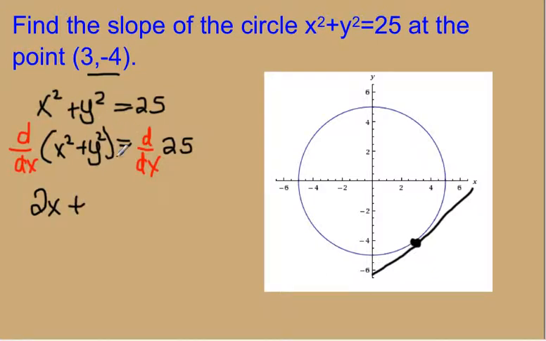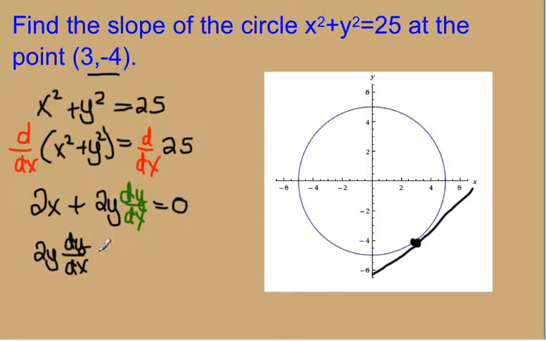When I take the derivative of y squared, it's going to give me 2y, but then I need to remember that when I differentiate y with respect to x, I need a dy/dx. And then I know that the derivative of 25 is 0. Now I need to solve for dy/dx. So if I take 2y dy/dx, then that is going to equal -2x. Again, I want to isolate dy/dx.